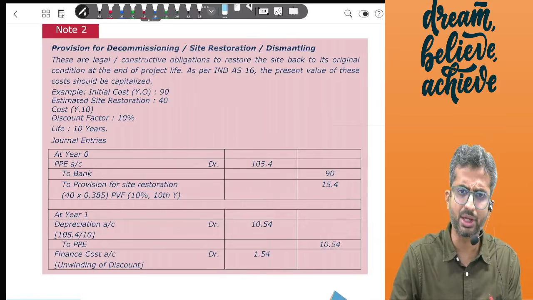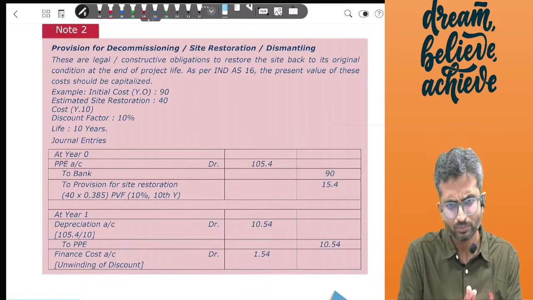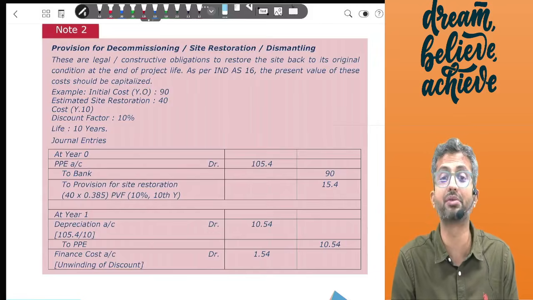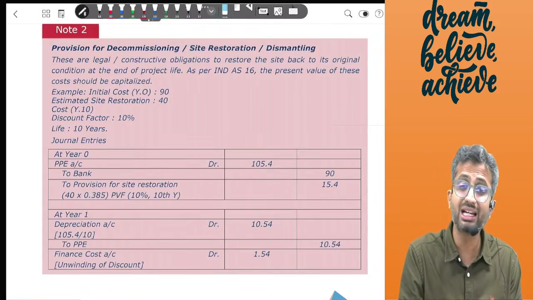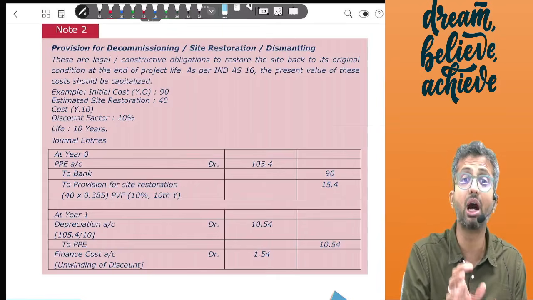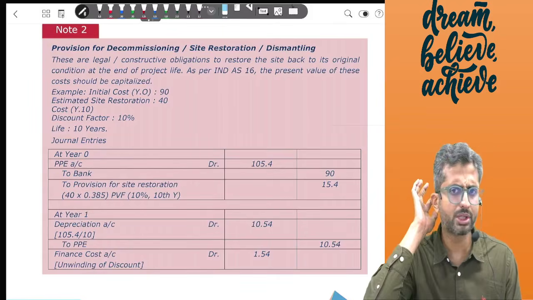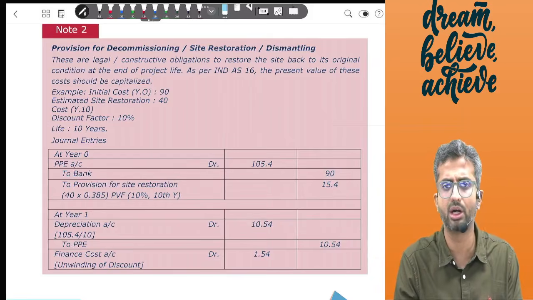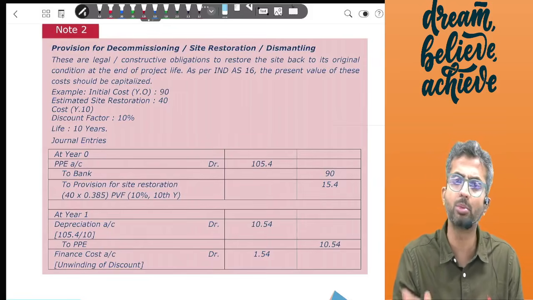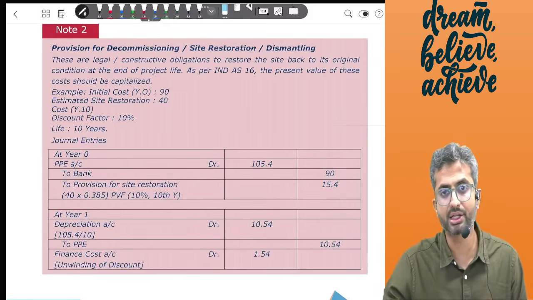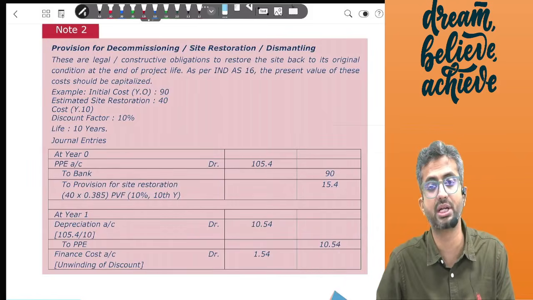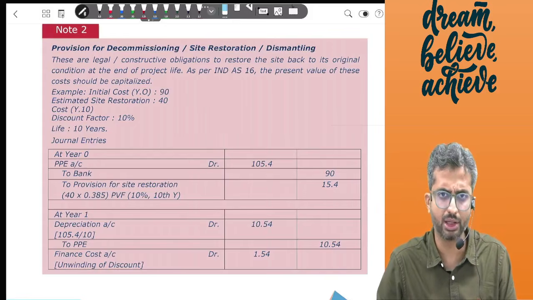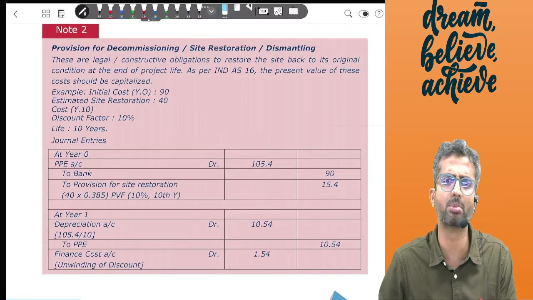So you will try to find the present value of 40 into the discounting factor at the rate of 10%, which let us say hypothetically comes to 15 rupees, in which case the PPE will be recorded at 105, that is 90 rupees, which is the construction cost, plus another 15 rupees, which is the cost incurred to dismantle. So your journal entry will be PPE account debit 105, to bank 90, to provision for site restoration 15. Now this PPE will be depreciated over the course of 10 years at 10.5 each year to come down to a zero balance.